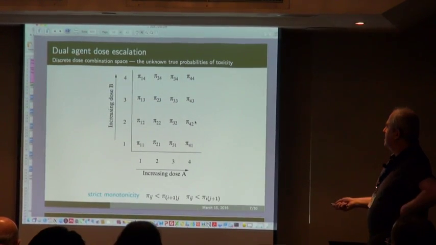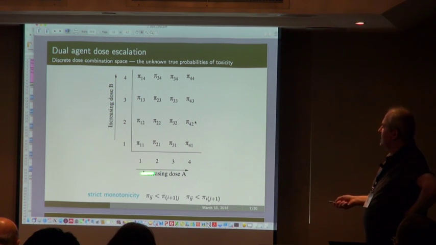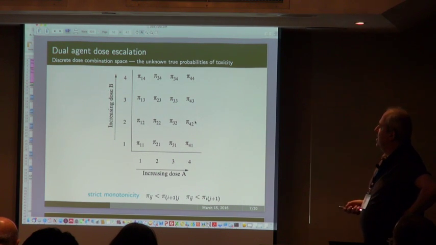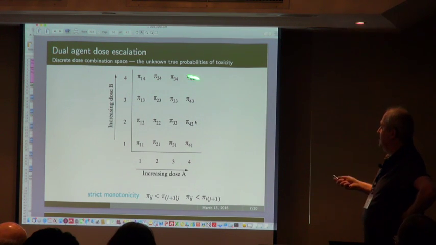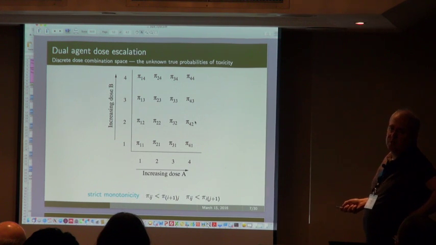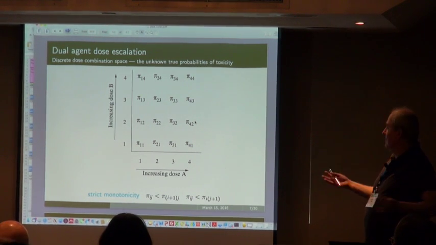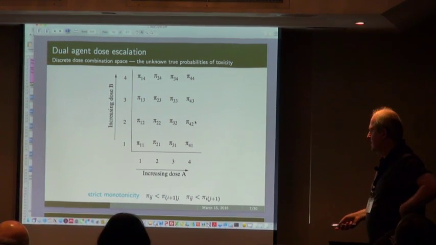So take the discrete setting of the two doses, drug A and drug B. If we've got 4 levels of both drugs, then we have 16 true probabilities of toxicity that we want to estimate. And the only assumption we're going to make is strict monotonicity. If you increase the dose of one drug, you are going to increase the toxicity. That's our only assumption in this.